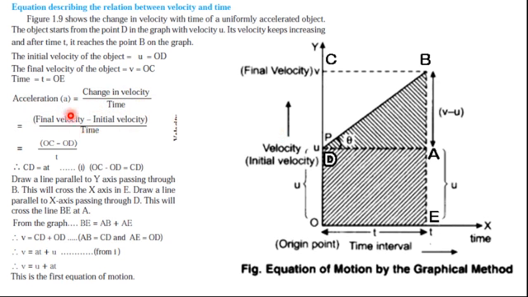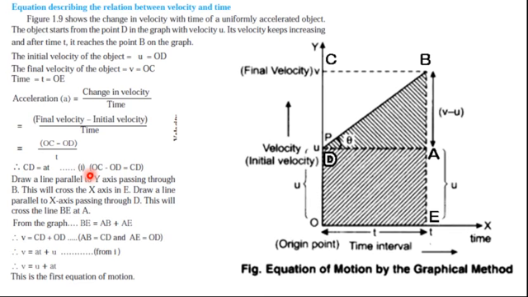What is the formula of acceleration? To calculate the change in velocity, we have to subtract initial velocity from final velocity. Now this is the final velocity OC and initial velocity OD. So final velocity minus initial velocity divided by time, OC minus OD divided by t. So this is the t here. Now you can cross multiply. So v minus u is equal to a into t. This is the first equation. So this is the a and this is the t, so this is the at.